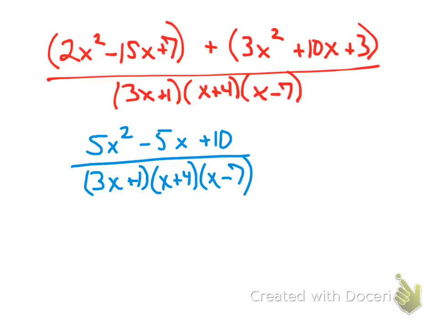Again, my denominator I'm going to keep in factored form, because my goal now is to see if I can factor the numerator, and if that can get factored, I want to see if anything will reduce. Well, the numerator has all factors of 5, so I can factor a 5 out, giving me then 5 times x squared minus x plus 10, and my denominator will still stay the same.